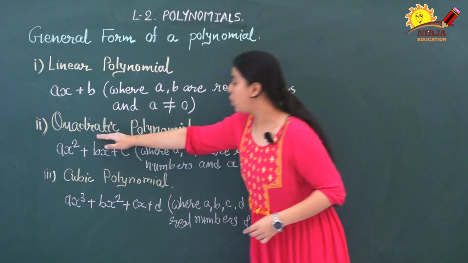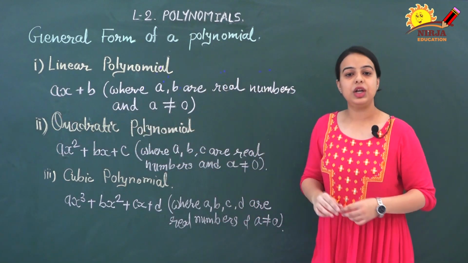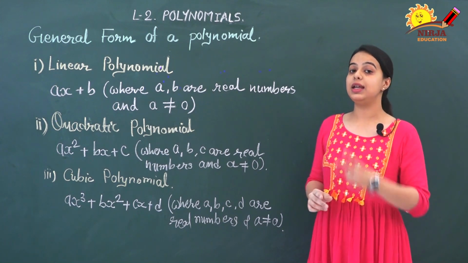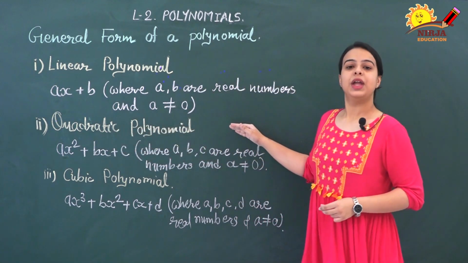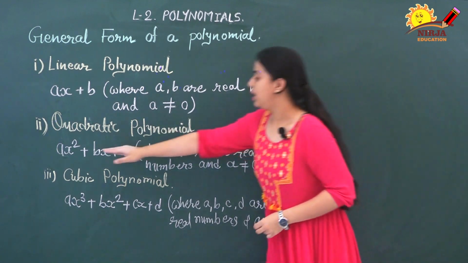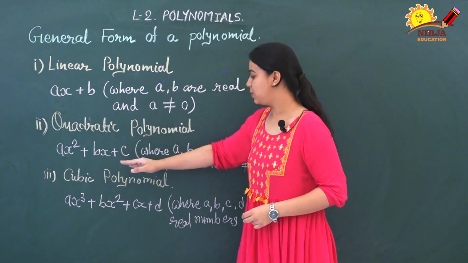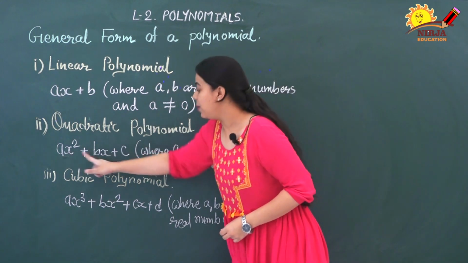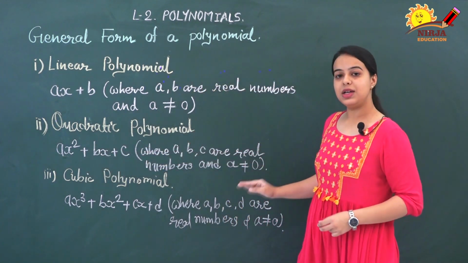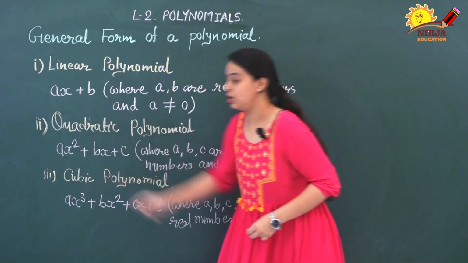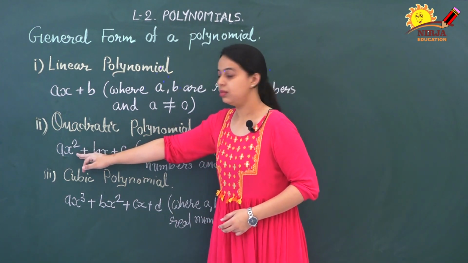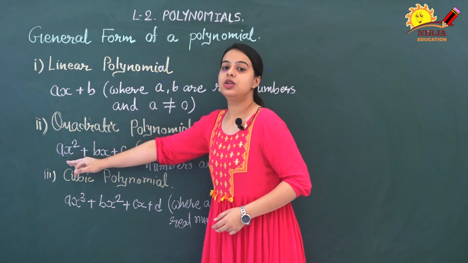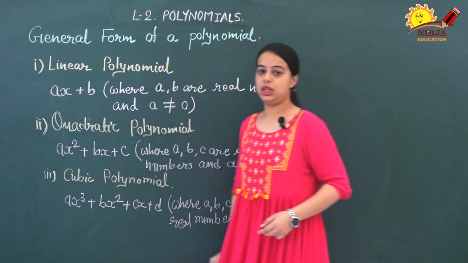Next one is quadratic polynomials. The polynomials which all are having degree as 2, they are known as quadratic polynomial, and generally we can write like ax square plus bx plus c, where a, b and c are real numbers and a not equal to 0. The variable which is having highest term, the coefficient of that should not equal to 0.